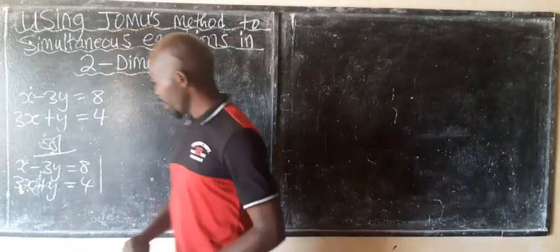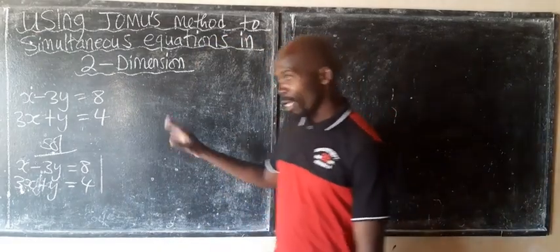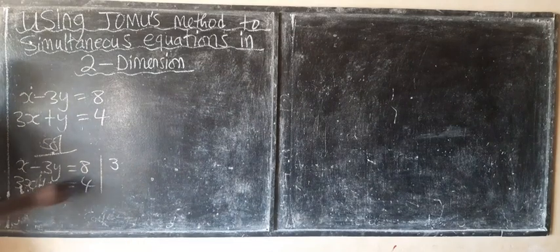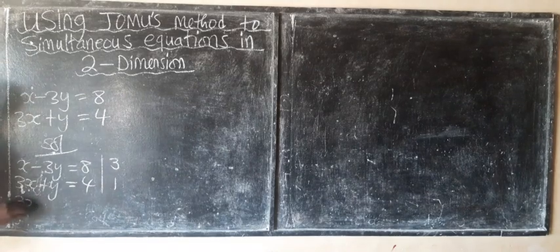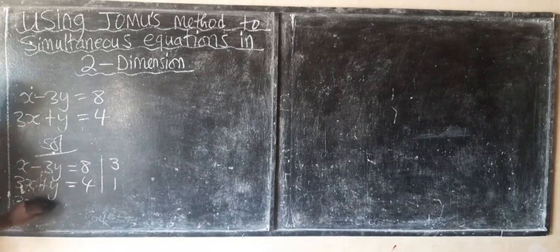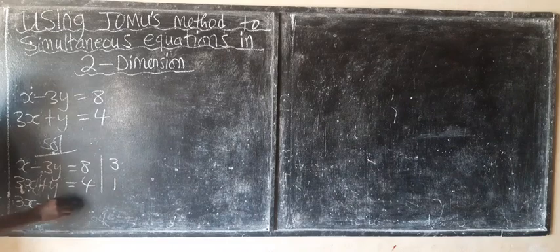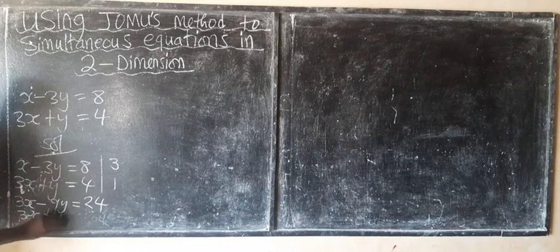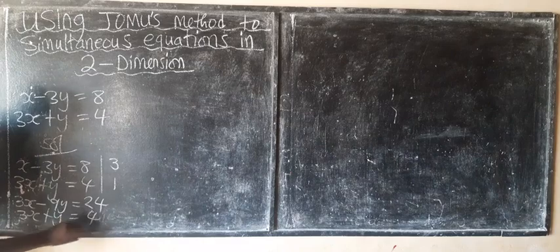So let us, this time around, make the coefficients of x equal. I'll multiply the first by 3 and the second by 1. So 3 times x gives me 3x, 3 times negative 3 is negative 9y, equals 3 times 8, which gives me 24. Then 1 times 3 gives me 3x, 1 times positive y gives me positive y, and 1 times 4 gives me positive 4.